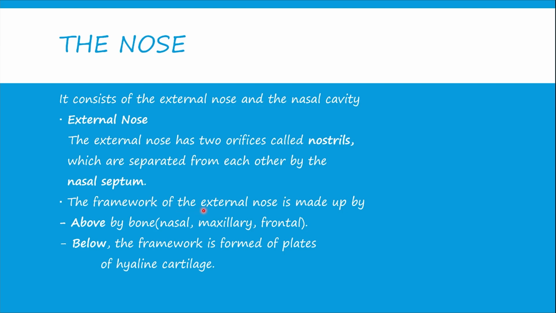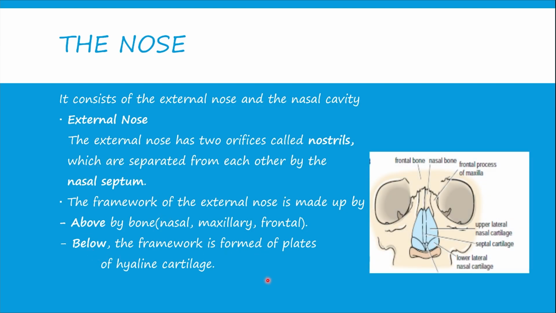The framework of the external nose is made up of bones in the upper part, the nasal, maxillary, and frontal bones, and below there are the cartilages. So here's the framework of the nose. In the upper part there is the frontal bone, nasal bone, and frontal parts of the maxilla, which is paired. And on the lower part there are the cartilages: upper lateral nasal cartilage, septal cartilage, and lower lateral nasal cartilage.